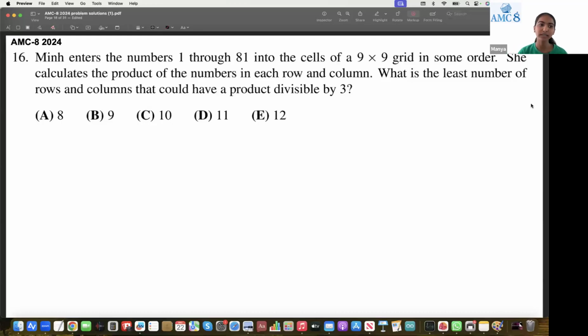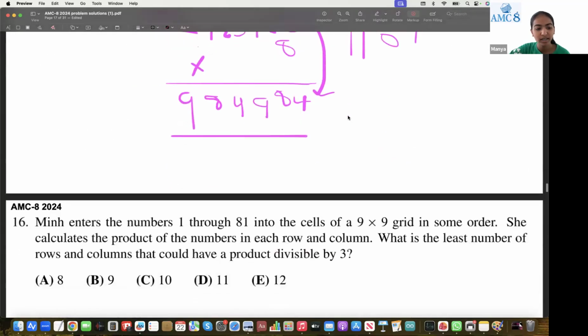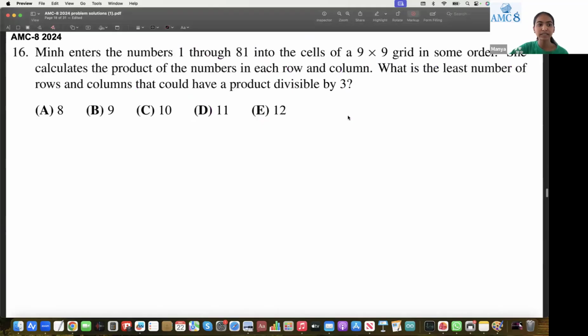Okay, now break's over and we can continue by solving problem number 16. We just finished problem number 15. So problem number 16 says that Min enters the numbers 1 through 81 into the cells of a 9 by 9 grid in some order. She calculates the product of the numbers in each row and column. One is the least number of rows and columns that could have a product divisible by 3.